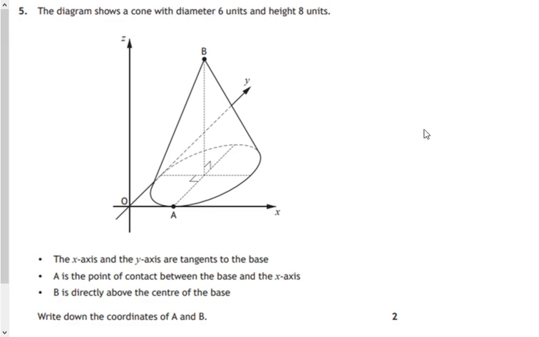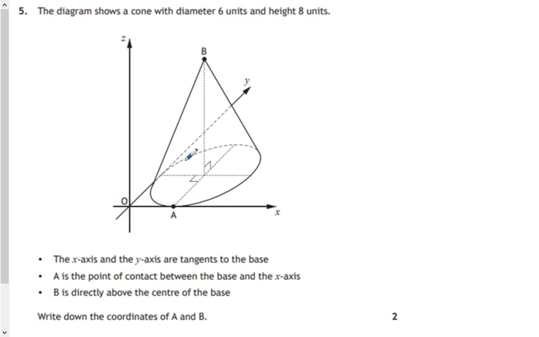The diagram shows a cone, this is question 5, sorry. The diagram shows a cone with a diameter of 6 units and a height of 8 units. The x-axis and the y-axis are tangents to the base. A is a point of contact between the base and the x-axis. B is directly above the center of the base. Write down the coordinates of A and B.